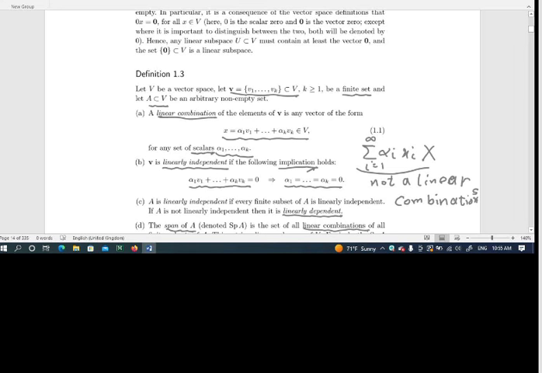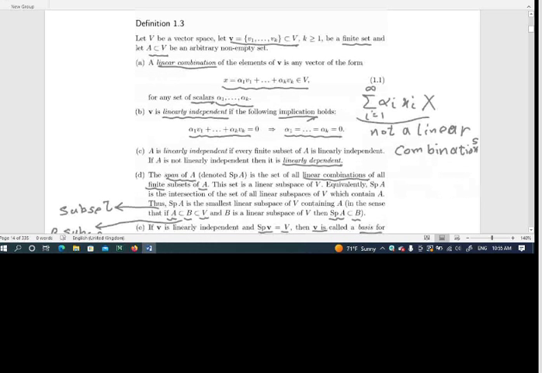V is a finite set, but we can define linear independence for an arbitrary subset of V, not just finite ones. We can define it even for an infinite subset A. Here A means an arbitrary subset of V, an arbitrary non-empty set.